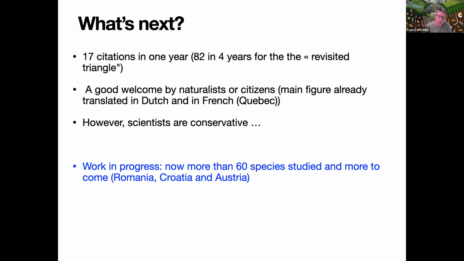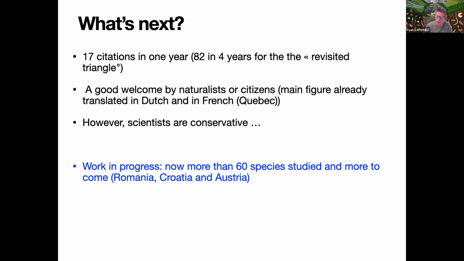What was surprising is that this kind of result received a good welcome by naturalists or citizens. For example, people asked me to translate the figure in Dutch or in French. In French, it was for Quebec, not for France. But the problem is that science, as you know, is very conservative. And if you present something new, but that's all, it's not enough. You have to prove that it's a progress for everybody.